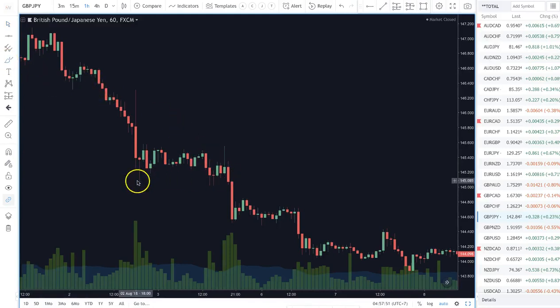So for example, this one. You have a break of the range, or you can say you have the break of the low of this day. Here's the low of that day. If I say this is day number 3, and this is day number 2, you can see the low of that day gets broken with an increase in volume.